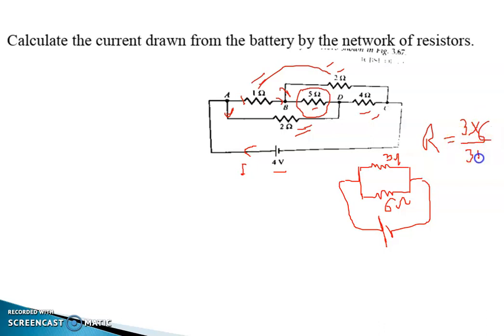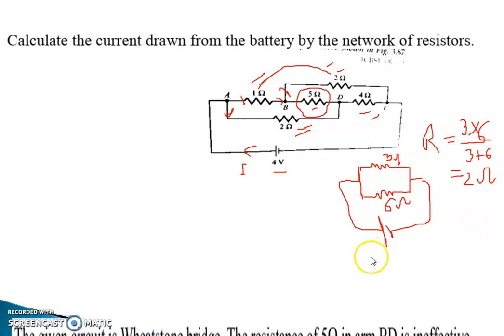It means 18 divided by 9, which is 2 ohm. So the net resistance will be 2 ohm. The resistance of the circuit is 2 ohm. Voltage is 4 volt, so the current will become equal to 4 by 2, V by R. So the current will be 2 ampere.